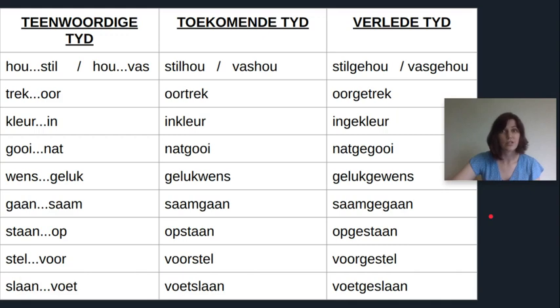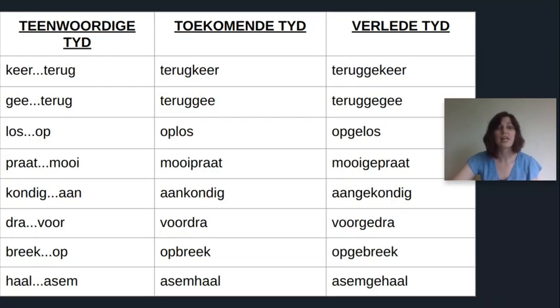Now the list continues on the next slide, where we have keer terug, gee terug, los op, praat mooi, kondig aan, dra voor, breek op, and haal asem. So please copy this list down and get to know them very well, as these words tend to sneak in on sentences where you have to change the tense to either the future or the past tense. Okay, so a little effort goes a long way.